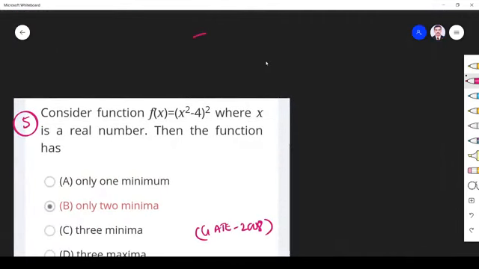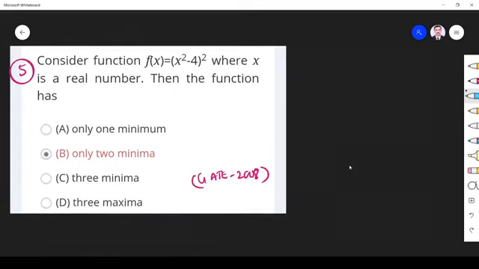Consider the function (x squared minus 4) whole squared, where x is a real number. Here they don't talk about any interval, so we have to find the local maxima or local minima. If an interval is given, we have to follow the procedure of problems number 2 and 3. So it is local maxima or minima.